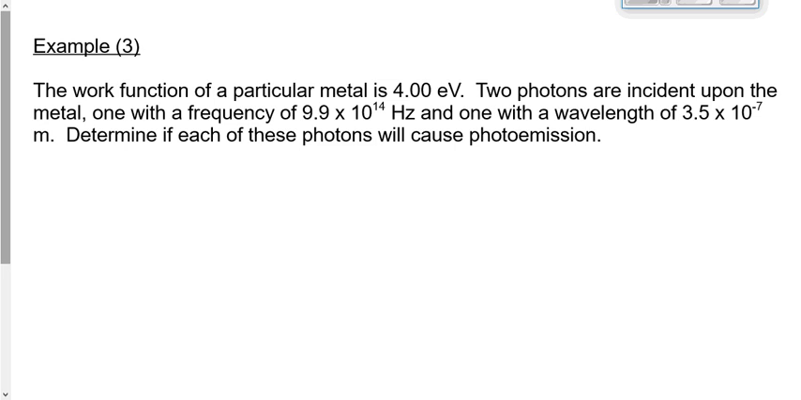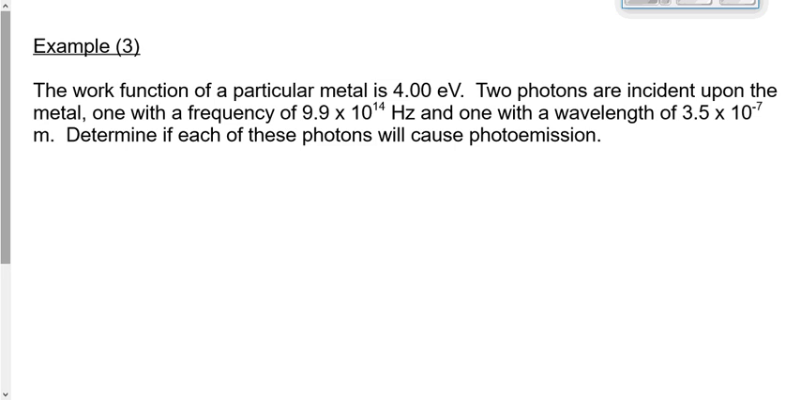Two examples. First one says the work function of a particular metal is 4 eV. Now remember, the work function of each metal is different because the threshold frequency of each metal is different. The threshold frequency of sodium would be different than the threshold frequency of aluminum, let's say. The work function of this particular metal is 4 eV.